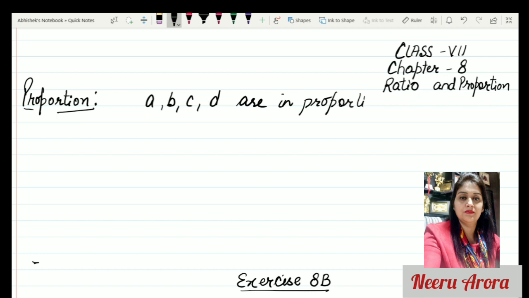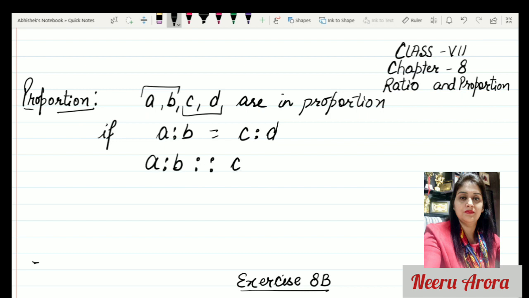when these are in proportion, if the ratio of first 2 terms is equal to the ratio of last 2 terms. And this we can write in proportion form. It can be written as A ratio B proportion to C ratio D. In this proportion, the symbol of proportion is this.